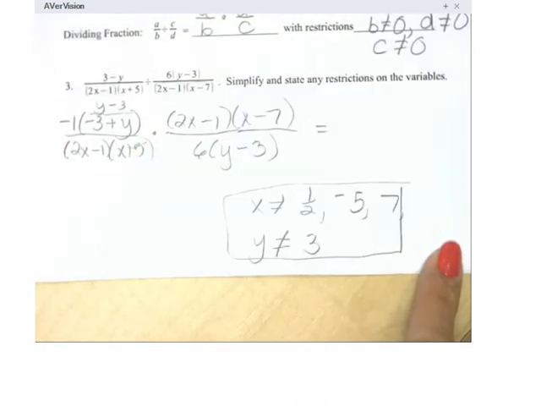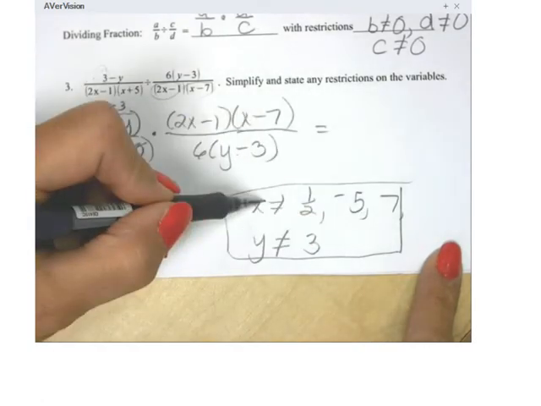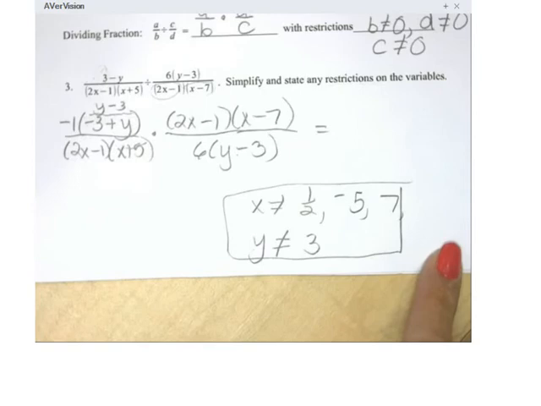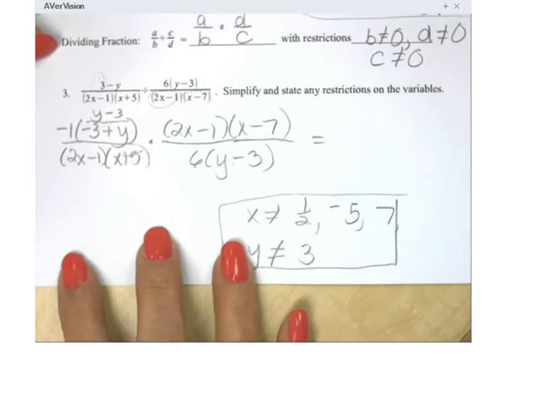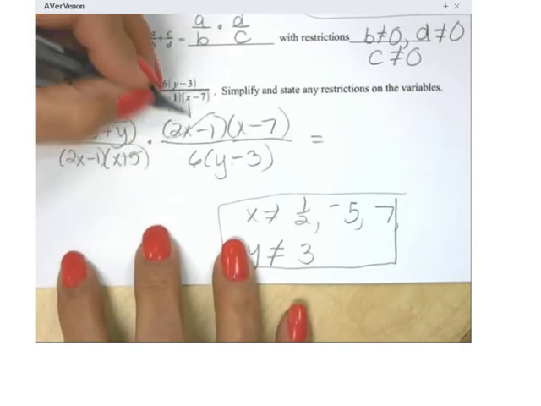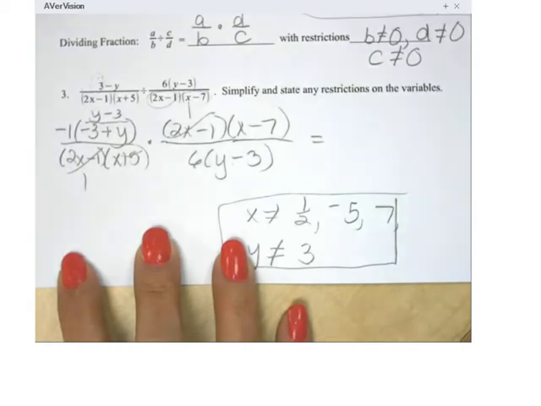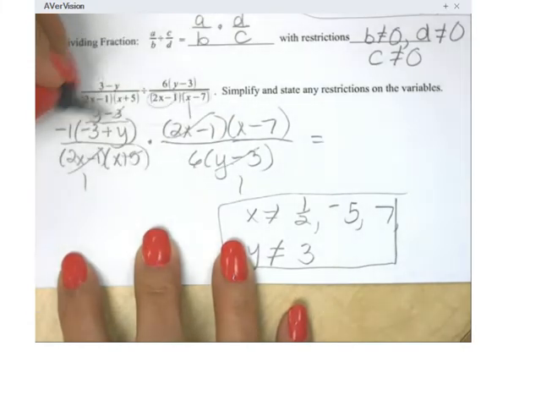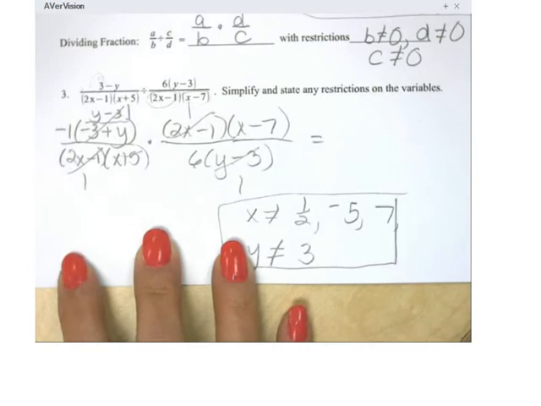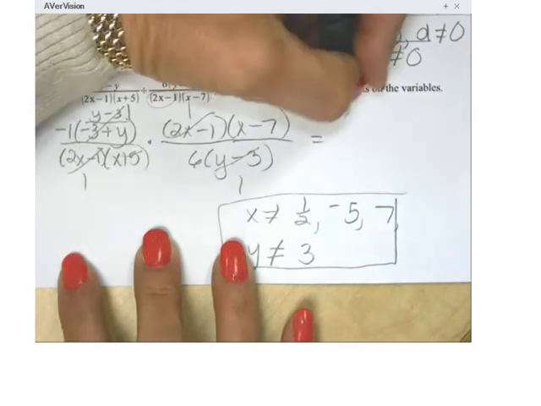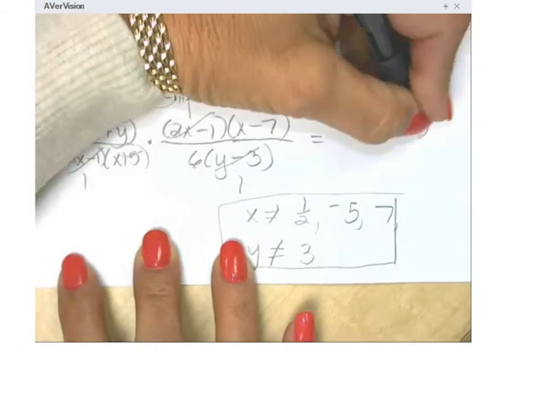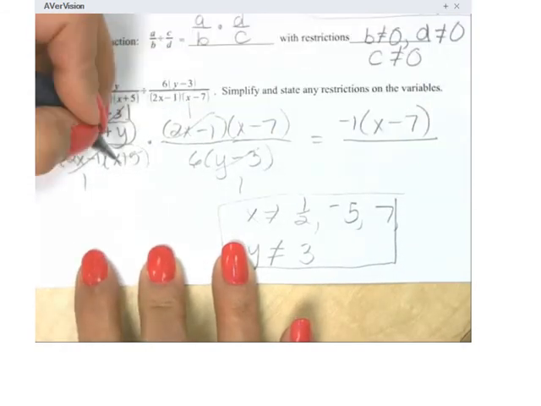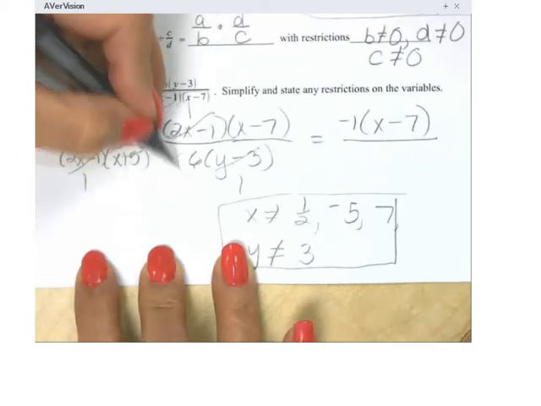I happen to have two different variables here, and I have more restrictions on what I can plug in for x than y. But basically, any numbers other than these I can substitute in. Now let's figure out what the simplified expression is. This 2x minus 1 reduces that 2x minus 1. That y minus 3 and that y minus 3 reduce down. And that looks like all I'm going to have. So we have a negative 1 here. We have an x minus 7 left. In the denominator, I have that x plus 5 and a 6.